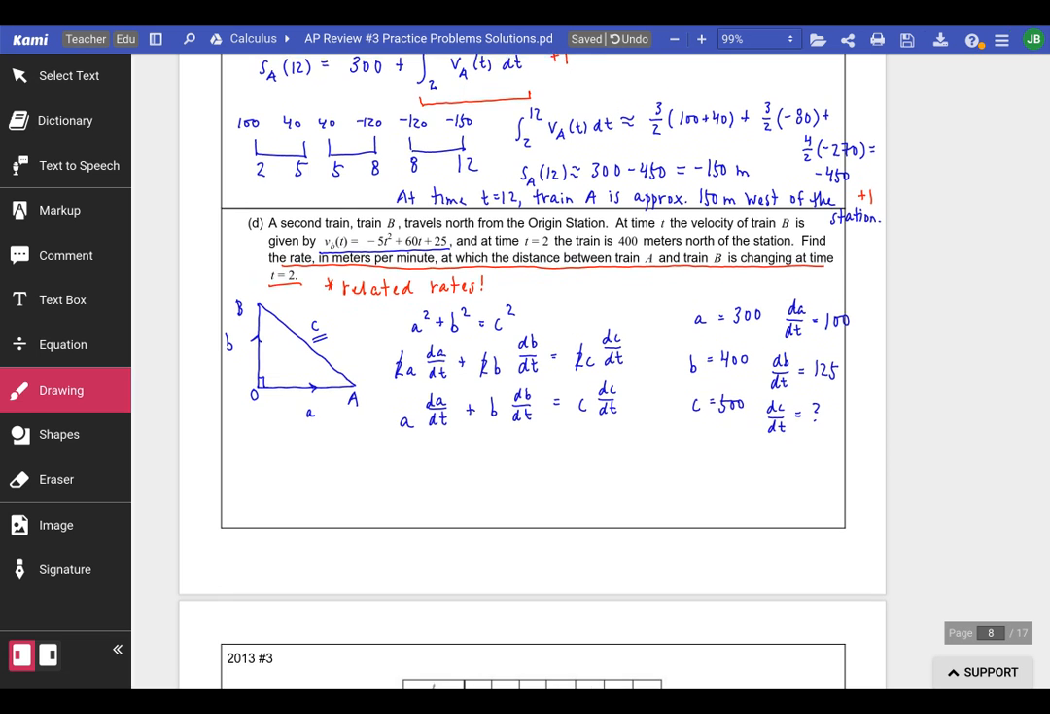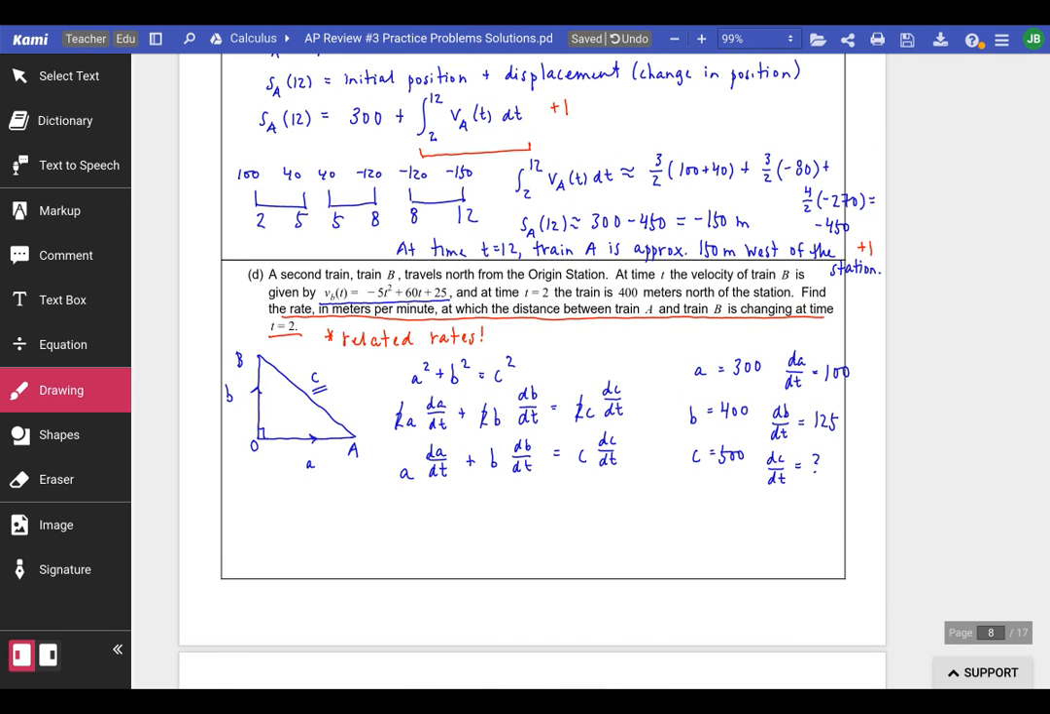So now everything's good. I only have one unknown, and so I can go ahead and plug in and solve. So I get 300 times 100 plus 400 times 125 equals 500 times our unknown dC/dt. So if I go ahead and solve that, I would ask you guys to verify this in your calculators, but you should get 160, and then our units are meters per minute. So the distance is increasing at that rate.